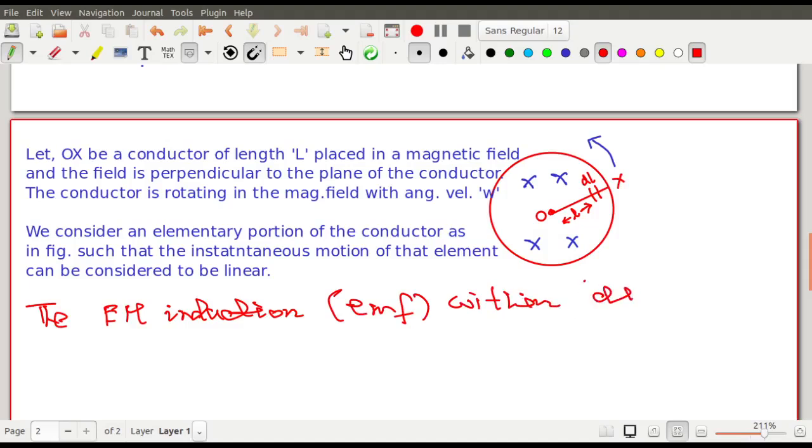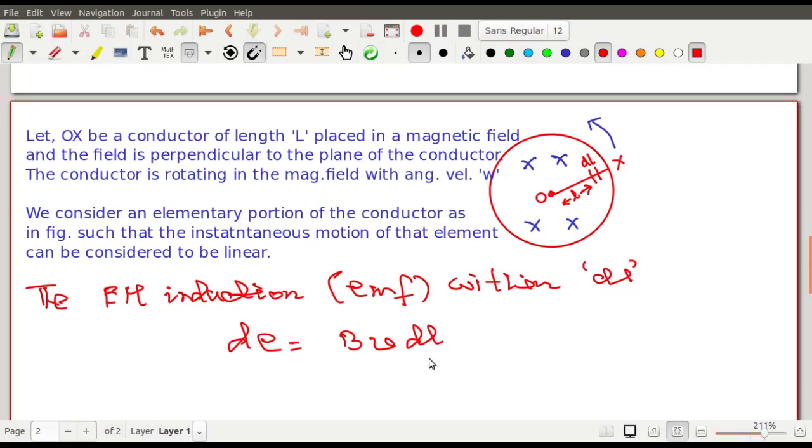The electromagnetic induction within DL, if I write it to be dE, so I can write it to be BVDL. You cannot write BV capital L, because capital L is not facing linear motion, but this element DL is facing linear motion. That's why you may write BVDL.